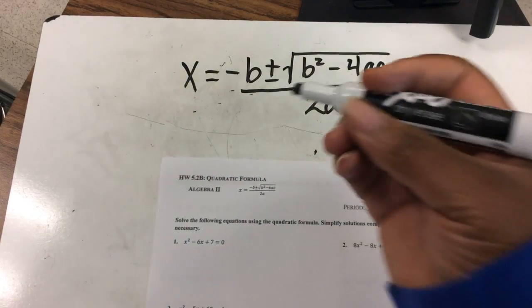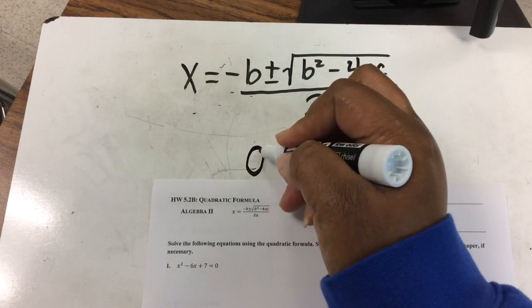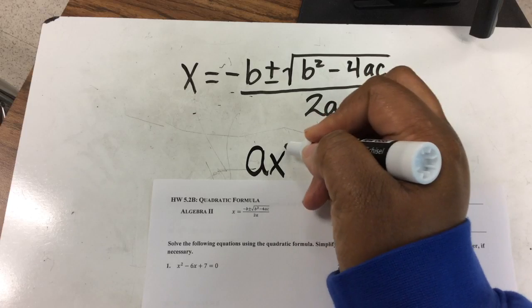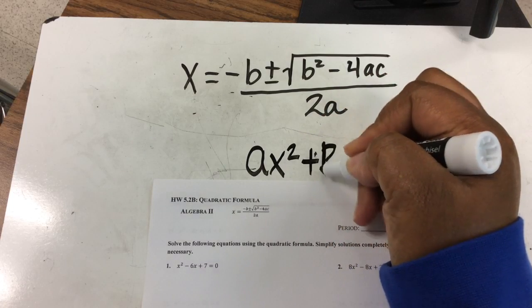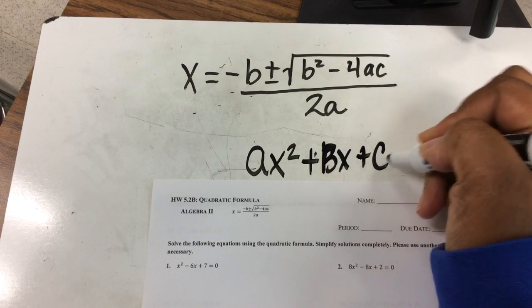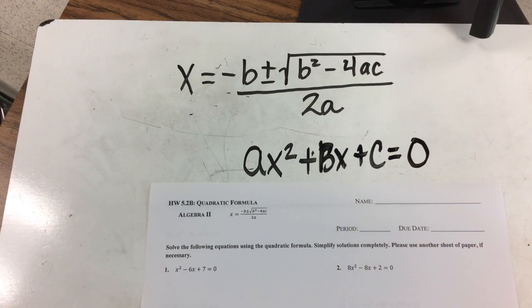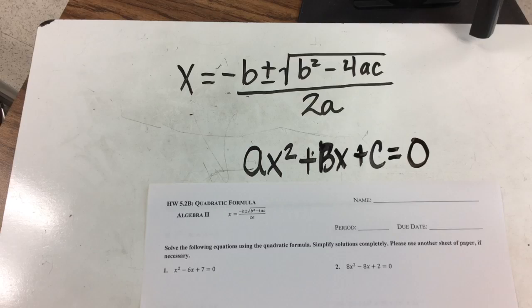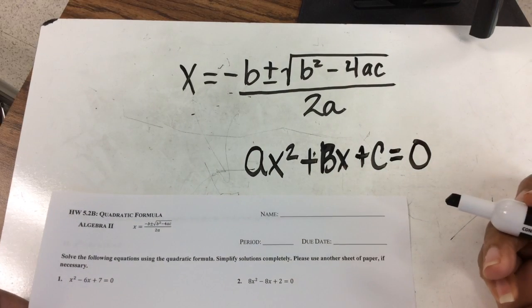First of all, we need to identify our ABCs. We need to make sure that our quadratic is in standard form, which is right here. And notice that standard form is equal to 0. So we have to make sure our quadratic is equal to 0. So let's identify our ABCs in number 1.